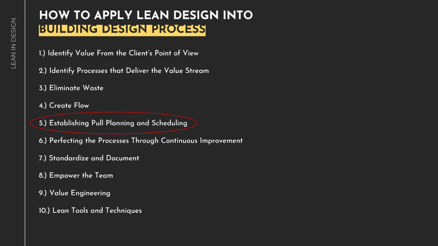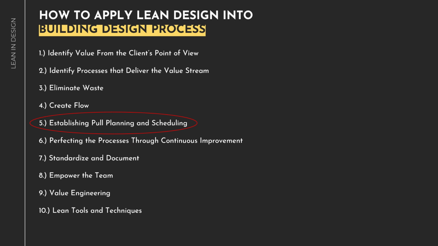Fifth, establish pull planning and scheduling. That means implement a pull system where work is initiated based on demand and customer needs rather than pushing work through the process. Avoid excessive work in process and focus on completing tasks before starting new ones. For example, instead of pushing design tasks onto team members, let project demand dictate the pace of work. Start the design phase based on client needs and project milestones.